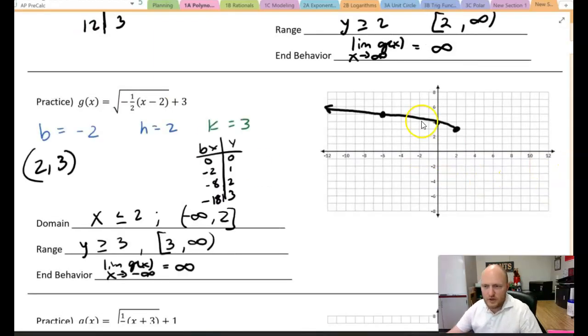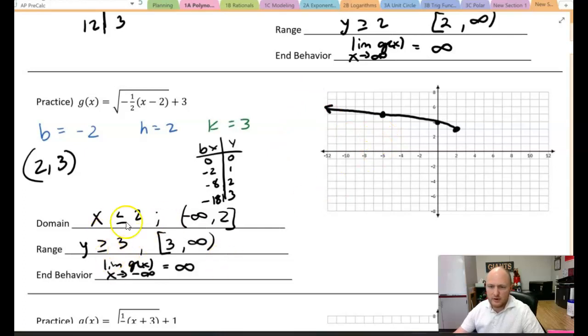All right, hopefully you have these key points, 0, 0. You should have then had -2, 1, -8, 2, and -18. That one will carry you off the grid to get to 3. But the b value of -2 stretches us by a factor of 2, and we get the negative, which reflects us to the left.